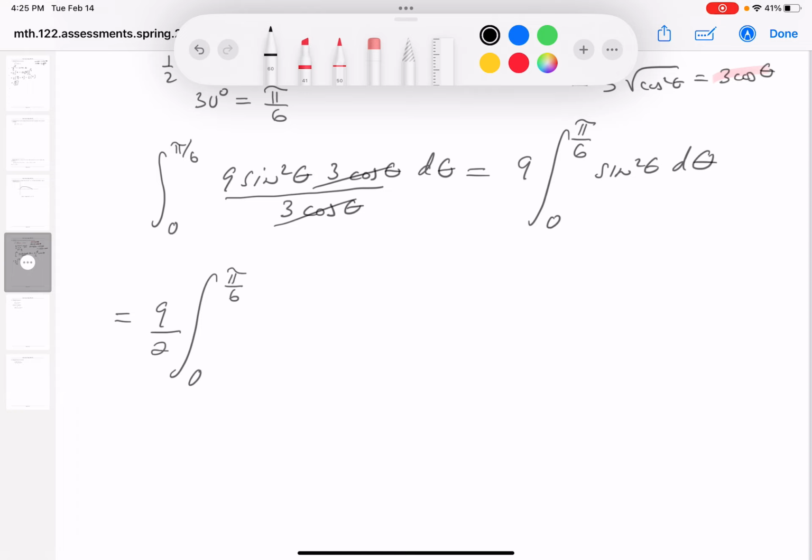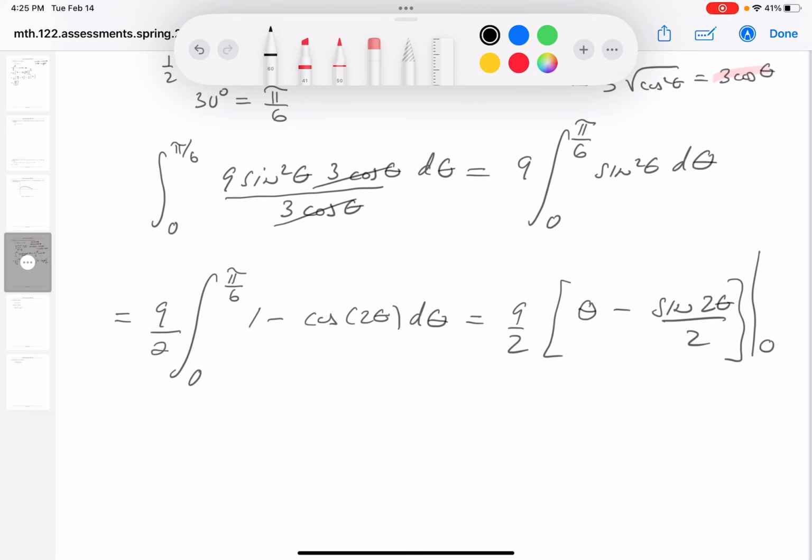And we just did it, so I'm going to pull it out pretty quickly. So 1 minus the cosine of 2 theta, d theta. Don't panic yet. And we're going to have to do that now. That's going to be 9/2. You're going to get theta minus sine of 2 theta over 2, limits of integration from 0 to pi over 6. All right, let's put that down, and you're going to get 9 over 2, and then you're going to get pi over 6.